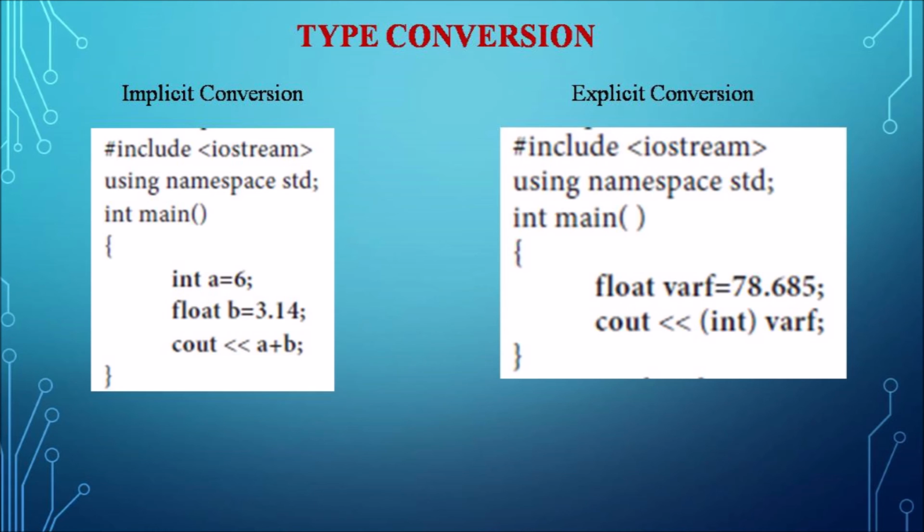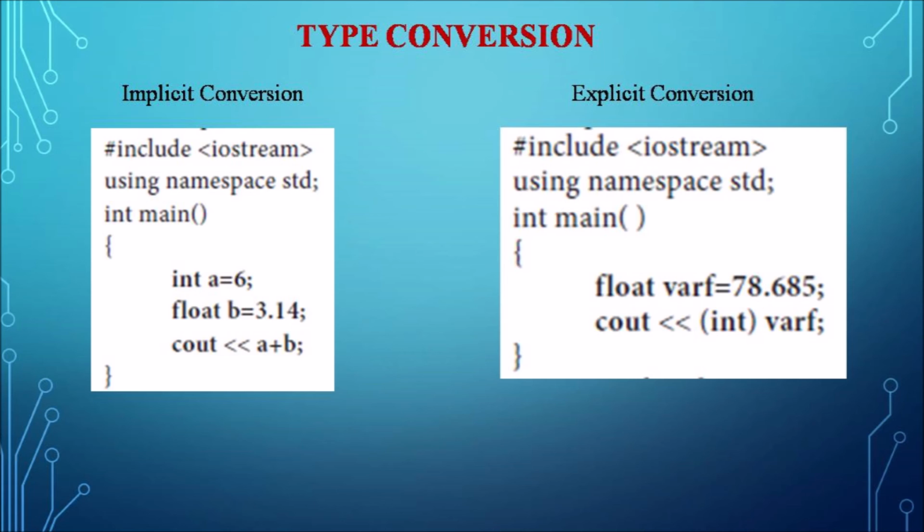an implicit conversion. So you see the example: #include <iostream>, using namespace std, int main, the function starts here. The first variable A is declared as int, with value 6, and the second variable B, 3.14, is declared as float. Now the result of A plus B will be a float, because float has more memory allocation when compared to the integer data type. So it automatically converts the resultant data type based on the maximum allocated memory space of both the operands.